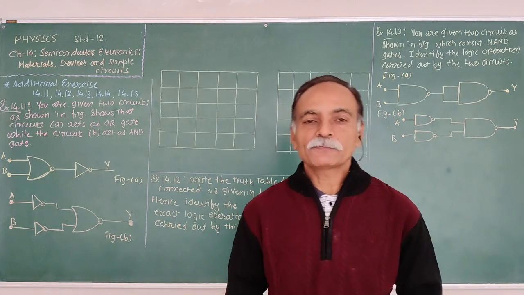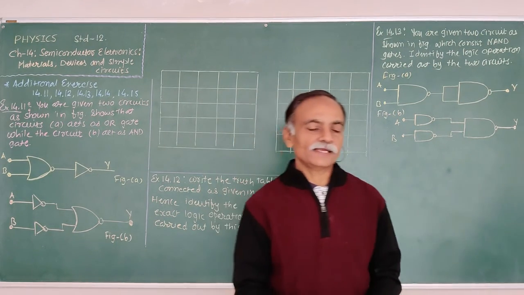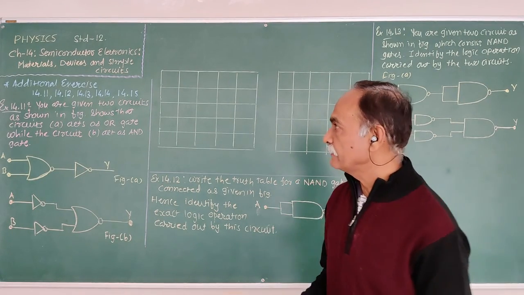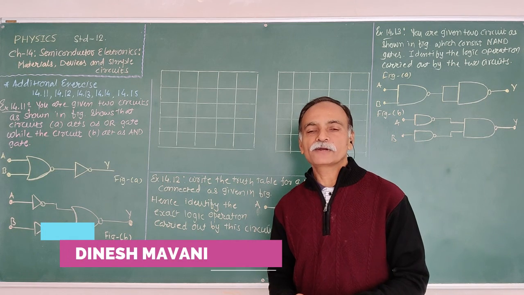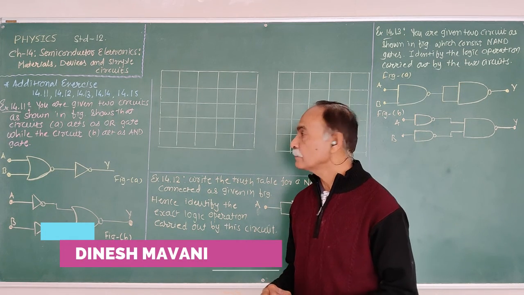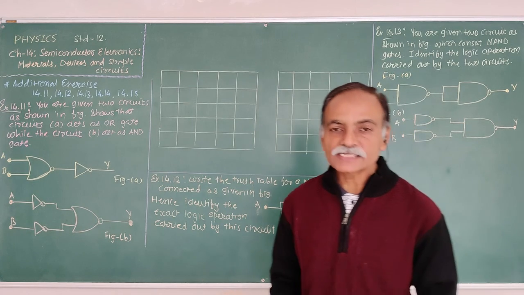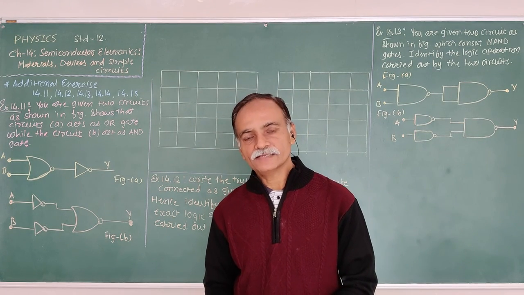Good morning friends. In chapter 14, semiconductor electronics, we discuss the numericals of the additional exercise. The remaining numericals are 14.11, 12, 13, 14 and 15 that we are going to discuss. These numericals depend on the logic gates, right?